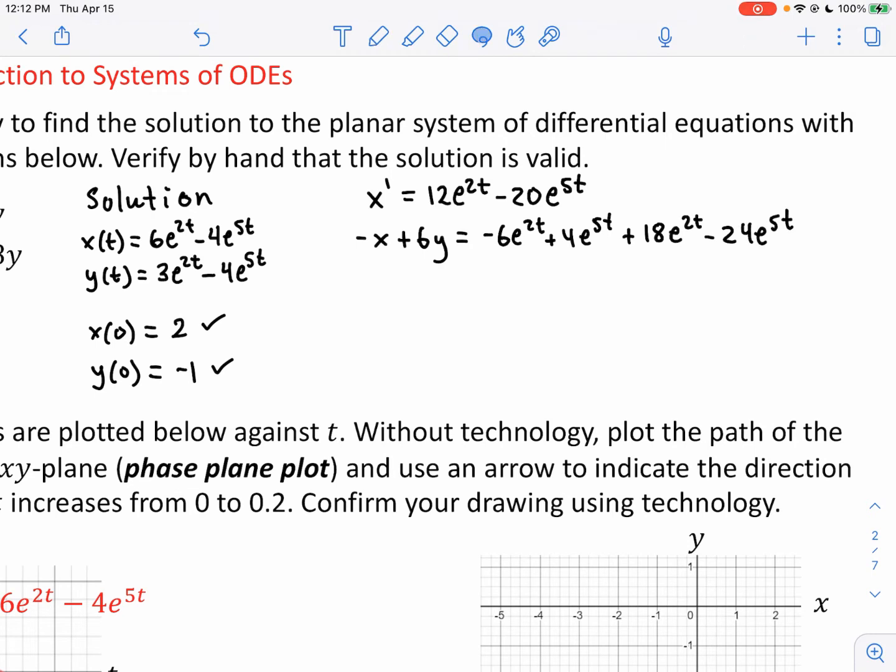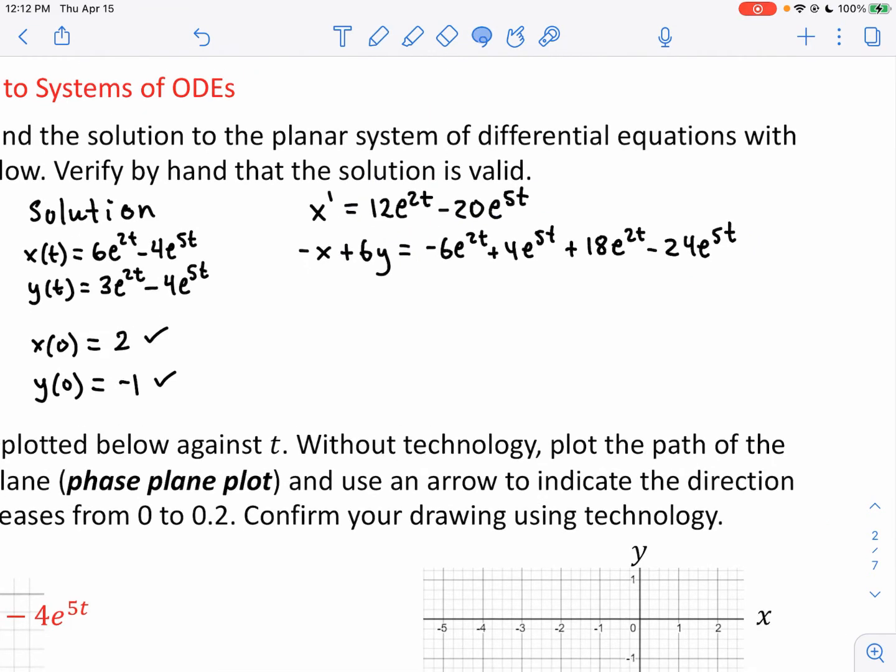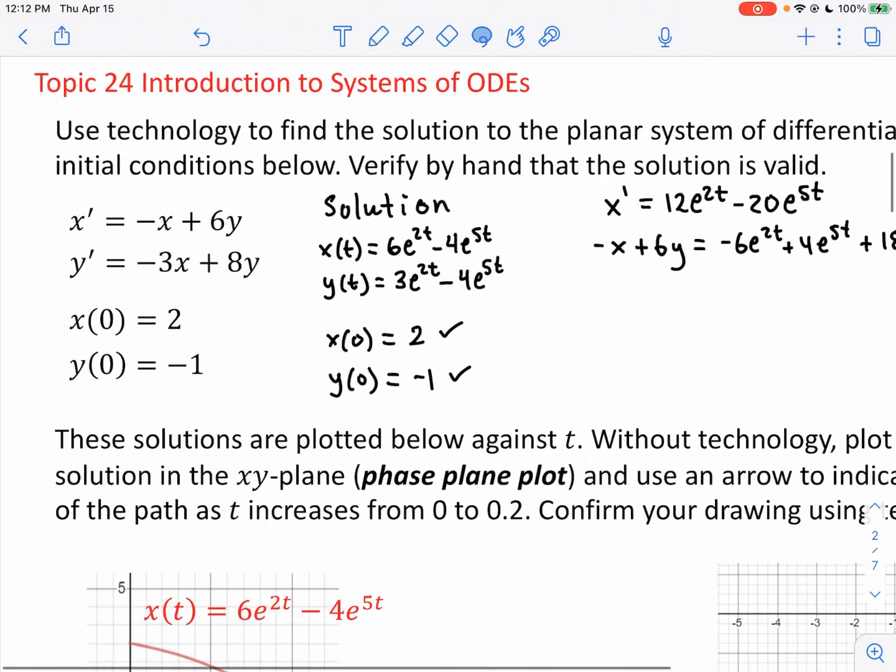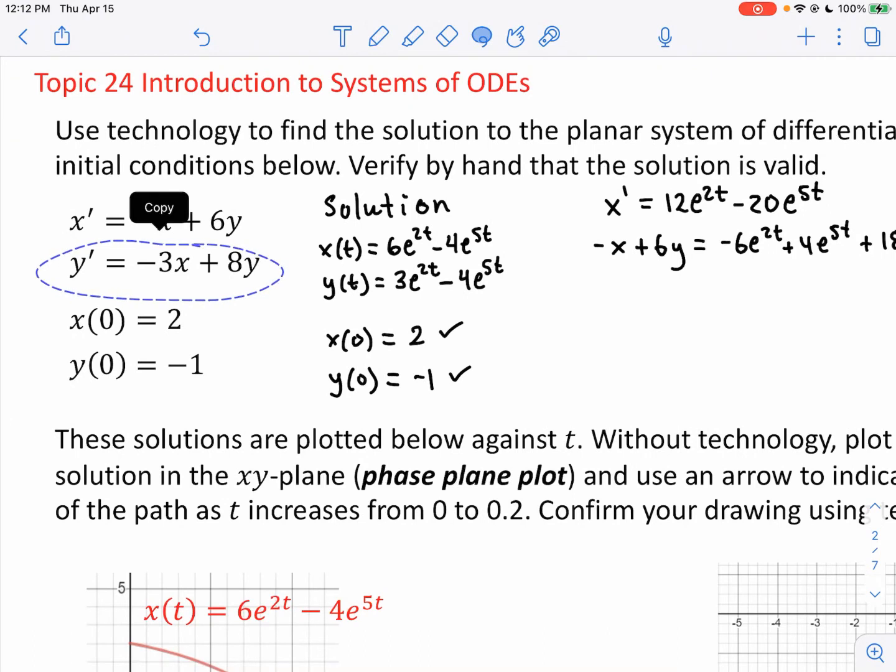And the question is, this statement for x prime and this statement for negative x plus 6y, are they the same? Well, we just have to combine some terms here. For example, I see that we have negative 6e to the 2t plus 18e to the 2t. Combine those, that gives me 12e to the 2t. So that matches this part. And then we have 4e to the 5t minus 24. That's going to be minus 20e to the 5t, which matches this part. So these are the same. So that works. Now we have to verify that the second equation in our system is satisfied.